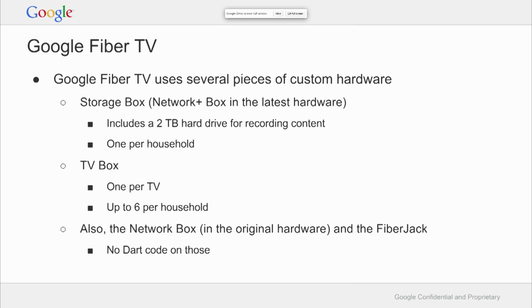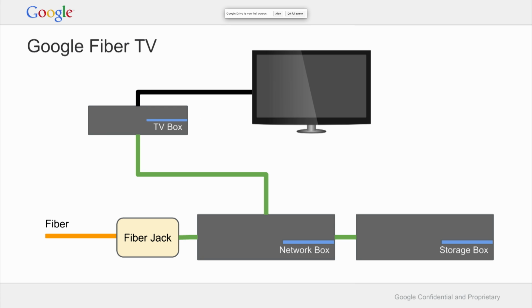And we've also got the network box in the original hardware and the fiber jack, which none of those have Dart code, so that's probably the last time we'll hear about those. Sorry for the bad programmer art. Here's the best I could do with a picture. The pretty orange fiber cable comes in from outside of your house into the fiber jack. From there, it's Ethernet to the network box. Ethernet usually to the storage box, and either Ethernet or we can run over coax lines using the MoCA protocol, which makes it a lot easier to install in houses that don't have Ethernet built in. And then from the TV box, you got a nice HDMI cable or whatever to your TV.